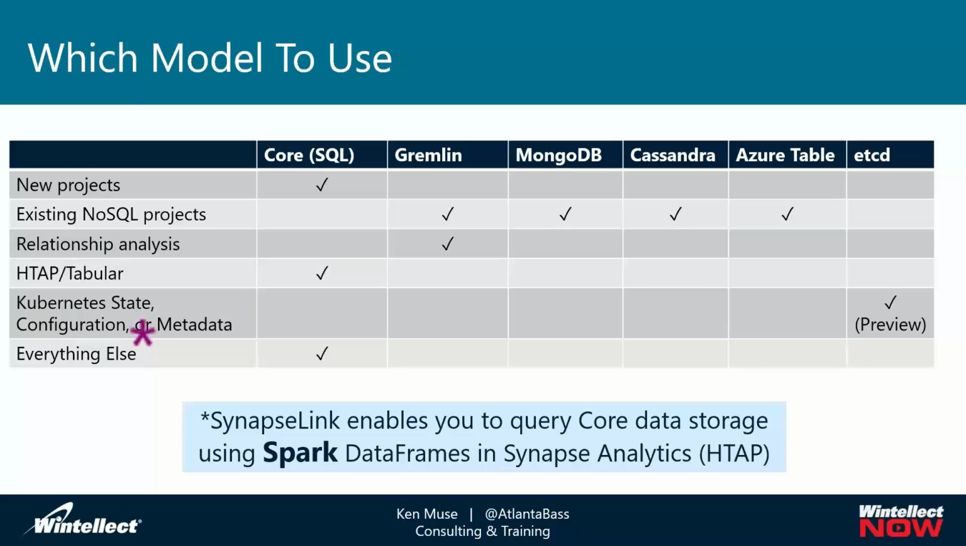For example, if you want to use the new Synapse Link feature inside of Azure to query your data storage using Spark data frames, one, that is Spark, and two, you're going to be, at least for now, working with the Core APIs. And so it's going to give you that HTAP model, but you really are going to have to develop against Core.